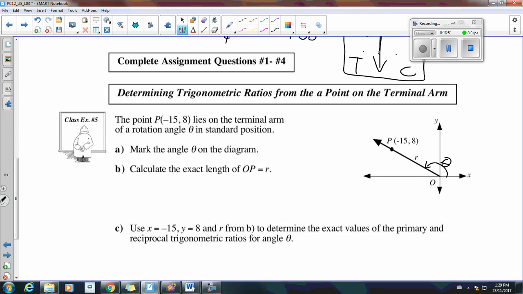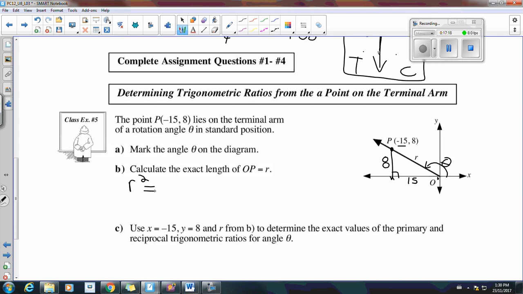So it tells us that this point is (-15, 8). If I want to think of this as a triangle, we always connect our triangles to the x-axis. Our x value is this distance down here. I'm going to use positive 15 because I'm now talking about the length of a triangle. And this length must be 8. So to calculate the exact length of O to P, all I need to do is the Pythagorean theorem.